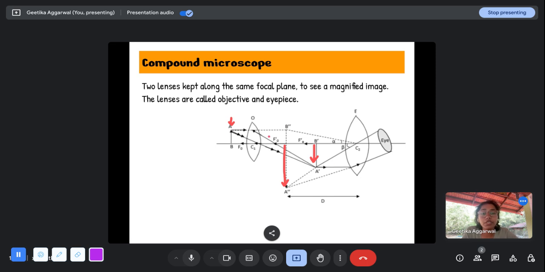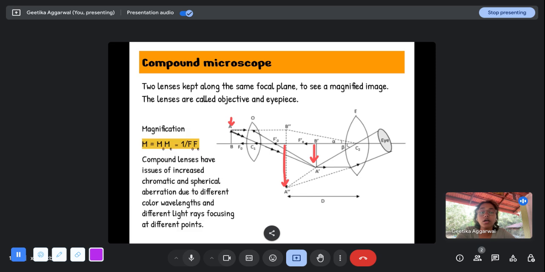But as you might be able to guess by now, this needs a lot of proper positioning of both the objective and the eyepiece, and there are many more things here, a much higher level of engineering that comes into play when you look at a compound microscope. Magnification of the compound microscope is basically the product of the magnification of the objective and the magnification of the eyepiece, and therefore it is inversely proportional to the product of the focal length of the objective and the eyepiece.